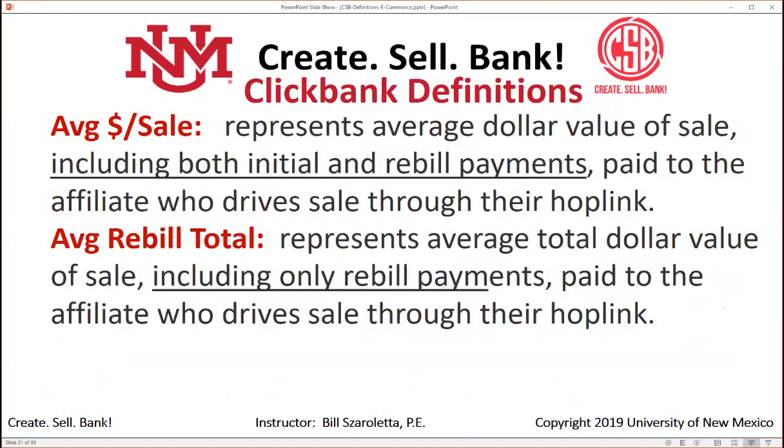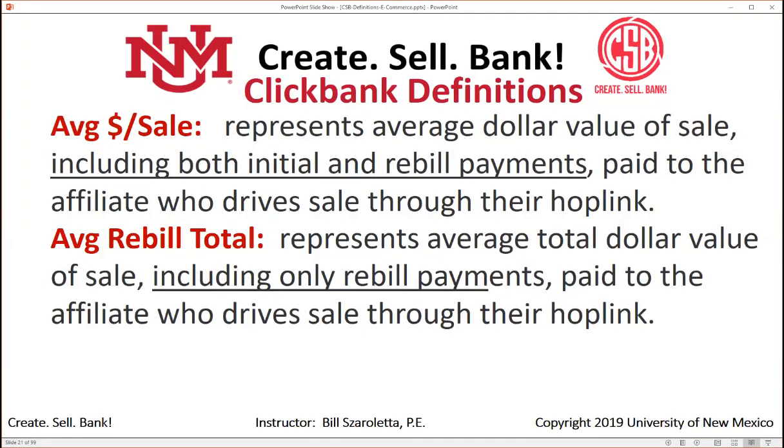The average dollars per sale represents the average dollar value of the sale, including both the initial and rebill payments paid to the affiliate who drives the sale through their hop link. Now, this is one of the parameters that you can search on. You can try to maximize the average dollar per sale, or not. It's one of the parameters that you can evaluate when you're trying to figure out which offers you want to promote.